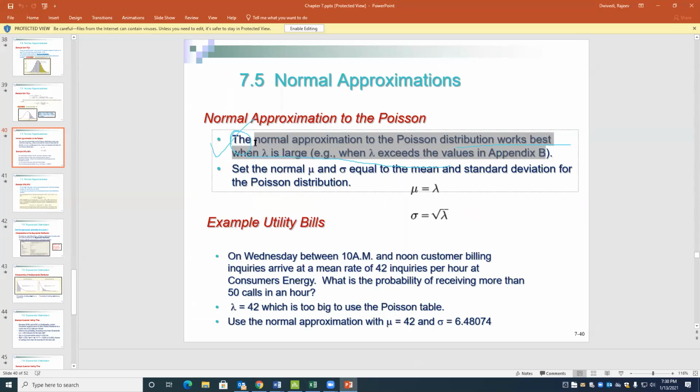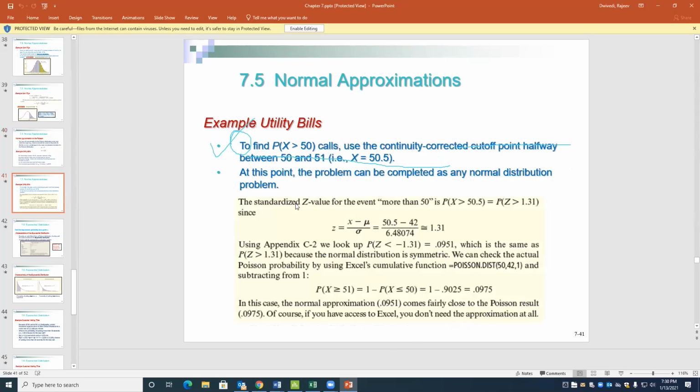So clearly, if you read those slides, you will be better off. I was just going through this example: on Wednesday between 10 a.m. and noon, customer willing 42. Based on this, they have calculated mu and sigma, and then using this, the rest is exactly what we need in the normal distribution, mean and standard deviation, and you can do all the calculation.